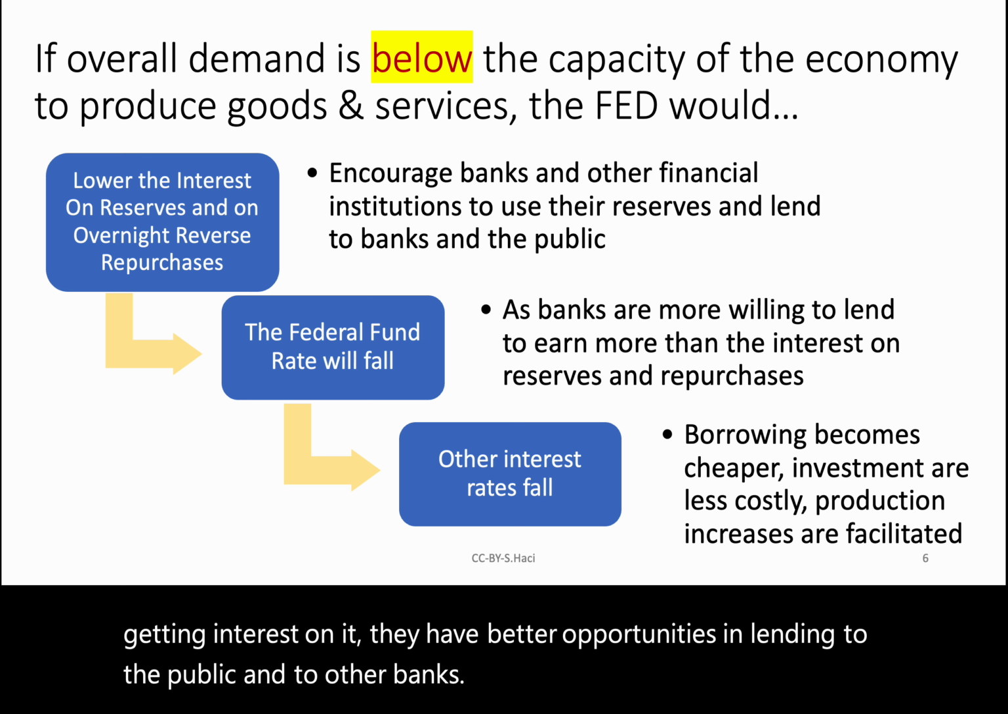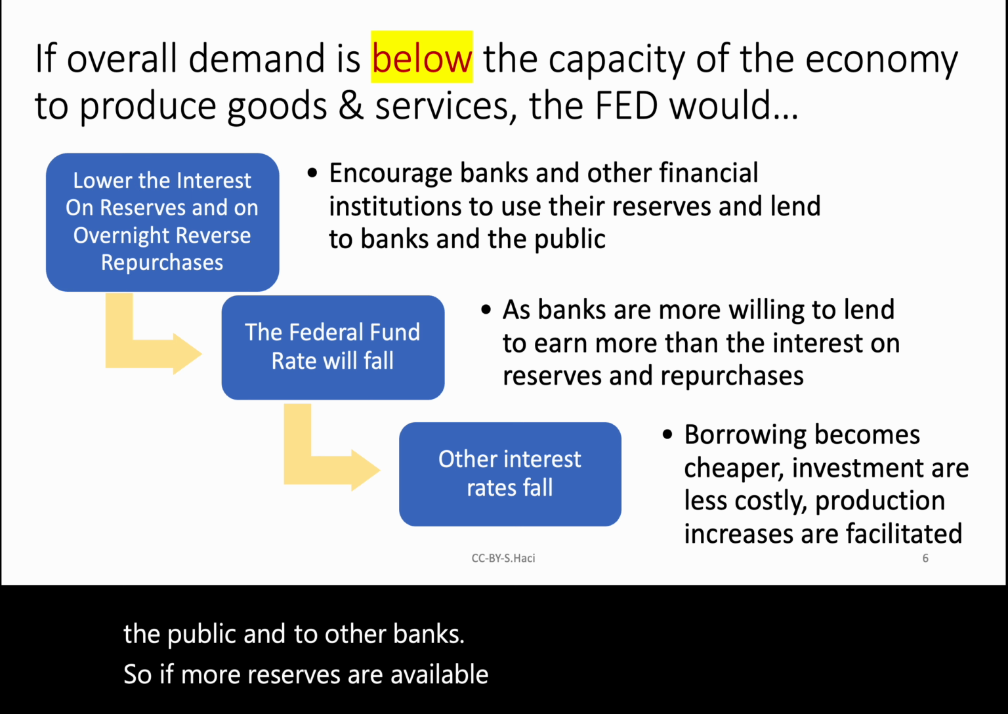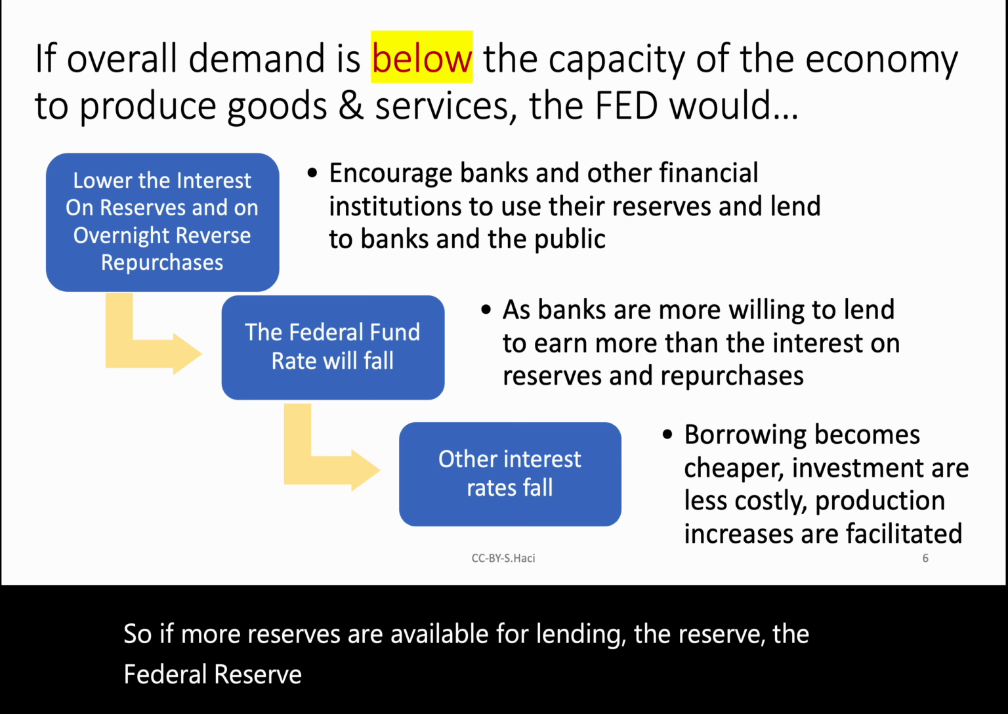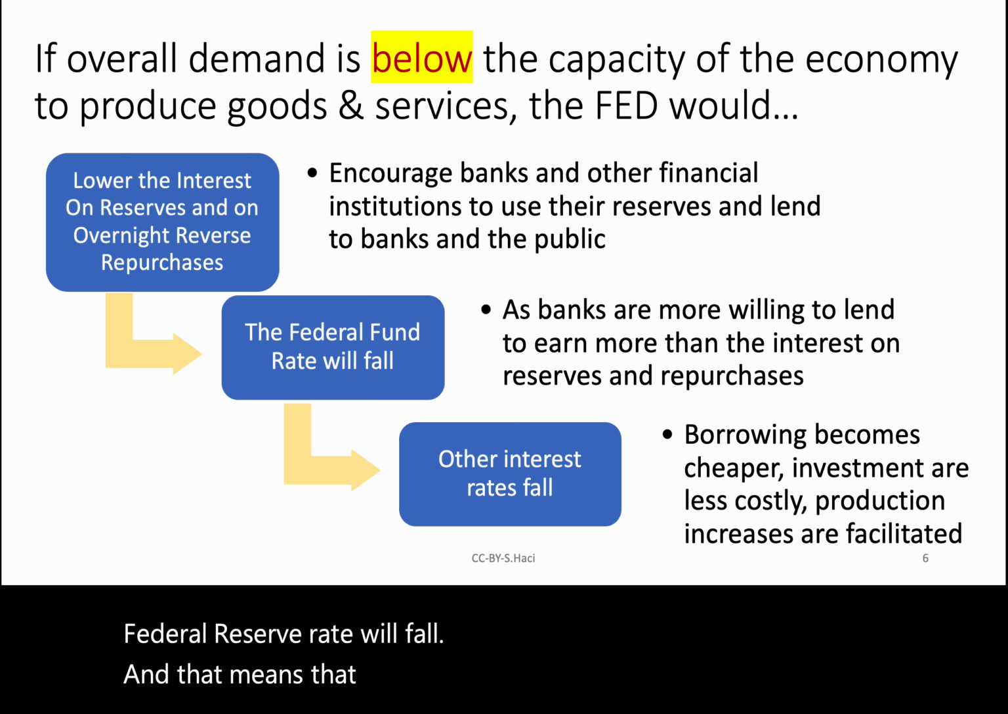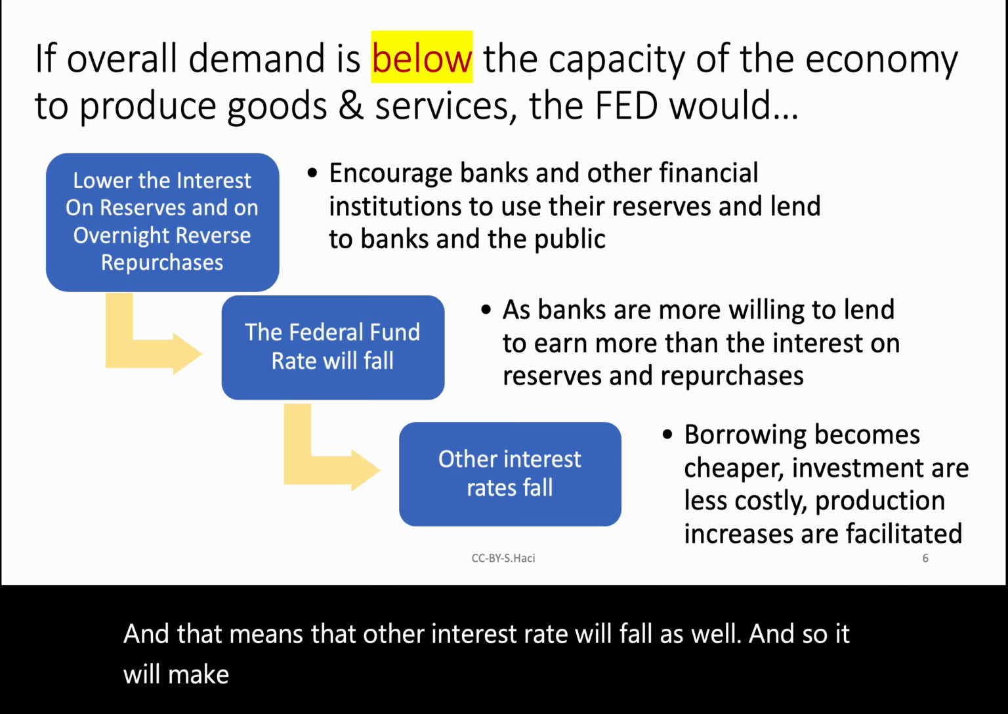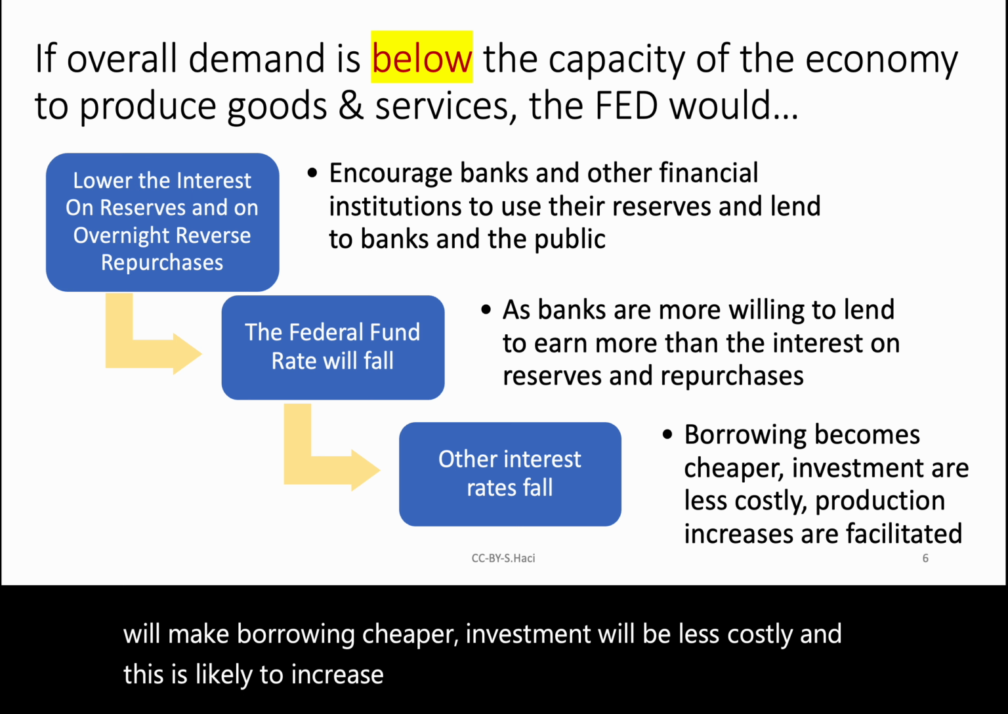If more reserves are available for lending, the federal funds rate will fall. That means other interest rates will fall as well. It will make borrowing cheaper, investment will be less costly, and this is likely to increase production and output.